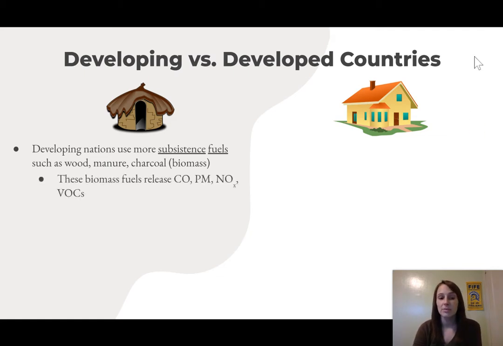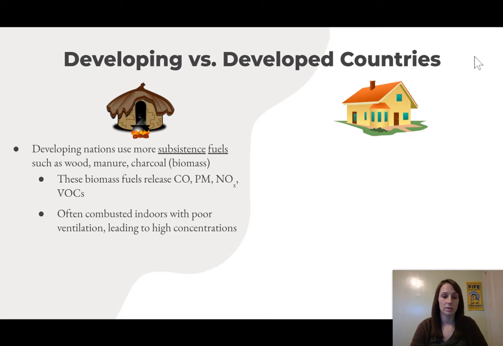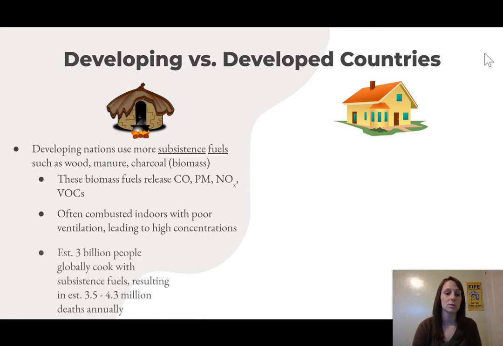Now, these biomass fuels release carbon monoxide, particulate matter, NOx, and VOx. And often the problem with these in developing countries is that these are being burned indoors. And so you're going to have poor ventilation, which is going to lead to higher concentrations of these air pollutants.